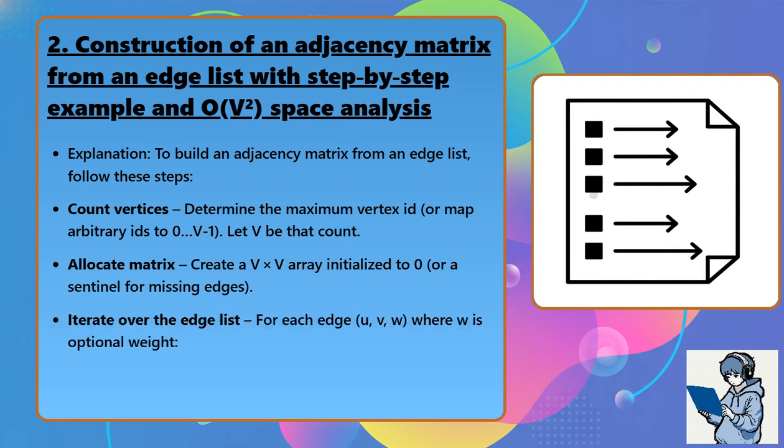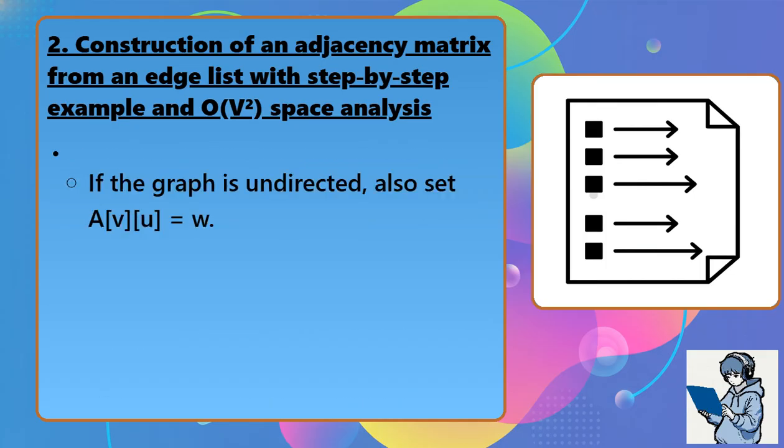Iterate over the edge list. For each edge (u, v, w), where w is an optional weight, set A[u][v] equals w, or 1 if unweighted. If the graph is undirected, also set A[v][u] equals w. Handle self-loops: if u equals v, only the diagonal cell A[u][u] is updated.